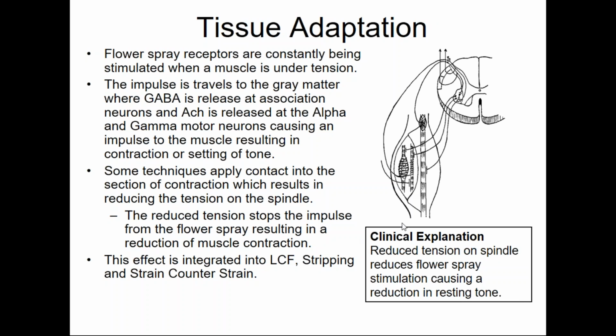So back to the question that was earlier, what's the difference between local cross fibering and transverse frictioning? Local cross fibering uses this principle of tissue adaptation to help to reduce the amount of hypertonicity in the muscle, whereas transverse frictioning does not incorporate this compression up into the section of hypertonicity. So that's the primary difference between the two. This one uses tissue adaptation. Just straight transverse friction would not use tissue adaptation.